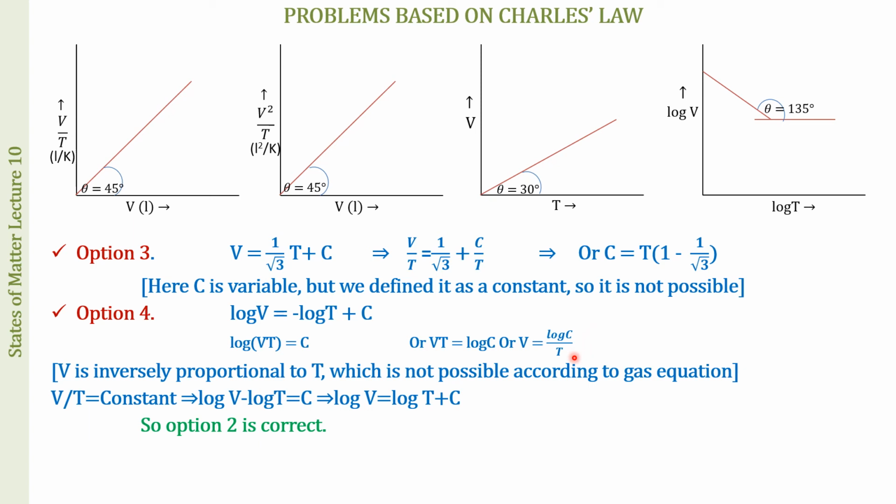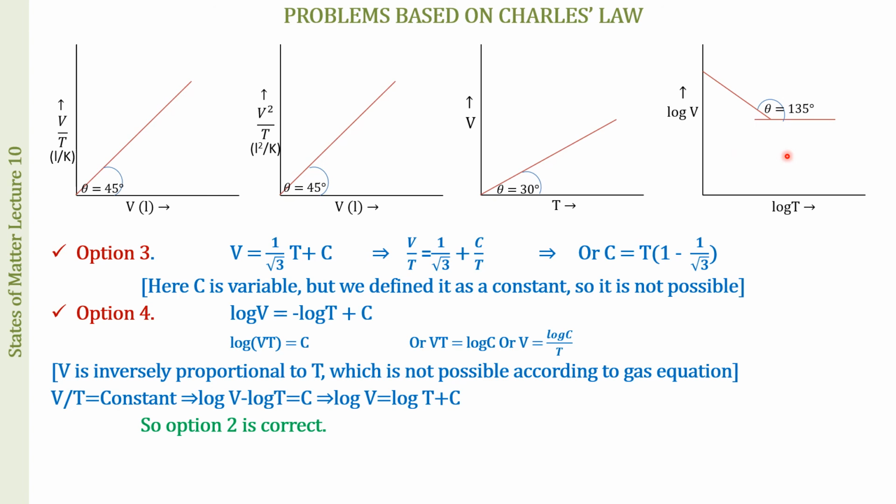So again, what you can see is that volume is going to vary inversely with temperature. But according to the Charles law, what do you have? That volume is going to vary directly with temperature. So this is also going to be incorrect.